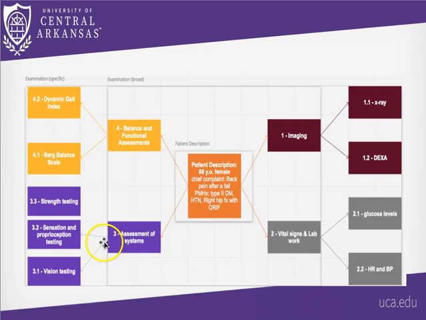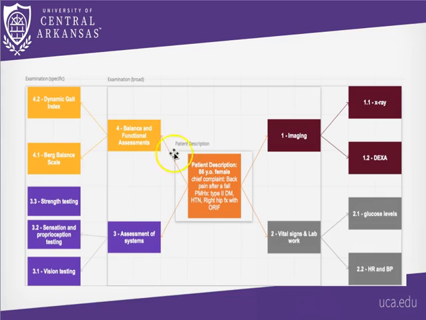So we move over here to the assessment of systems and start thinking about what we should be looking at there. So she has diabetes, maybe vision is impaired, maybe sensation is impaired, maybe she doesn't get around a lot, maybe she's weak. So all of these things should be assessed as well.